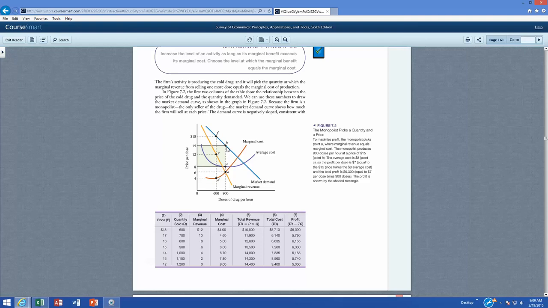Because notice my total revenue is 15 times the 900, which is a lot more than my total cost, which again, on the same up and down line, 8 is the cost times 900. So my profit here would be the difference between 15 times 900 minus 8 times 900.